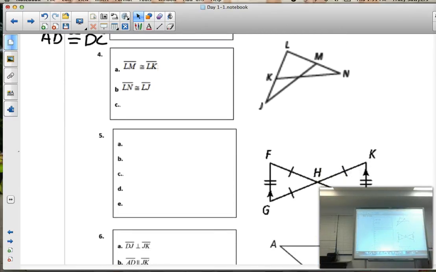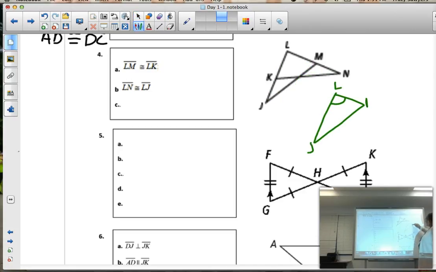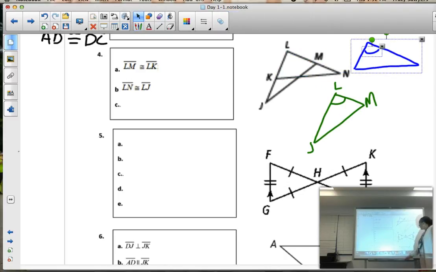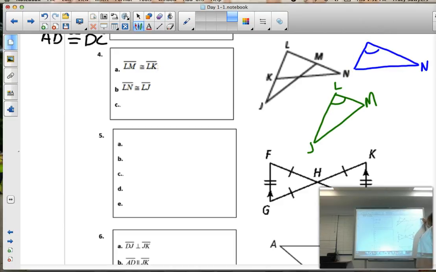What I suggest that you do with number 4 is that you identify your triangles and separate them. So I'm going to take triangle LJM, and this angle was there, and I'm going to move it and label it LJM. Do you see what I did? And then I'm going to take this other triangle, KNL, identify that that angle was there, and move it. And then I can identify that this is N, this was K, and this is L.